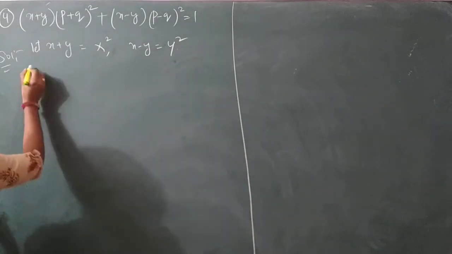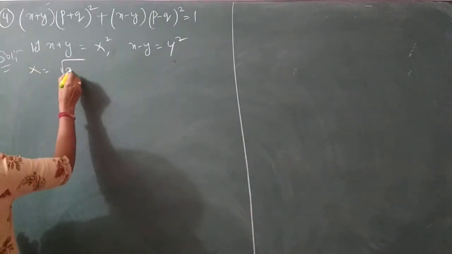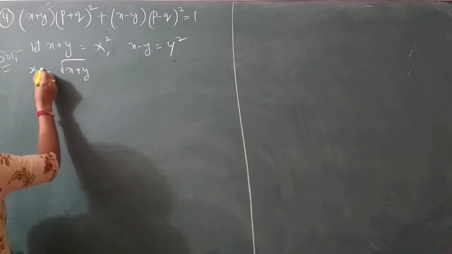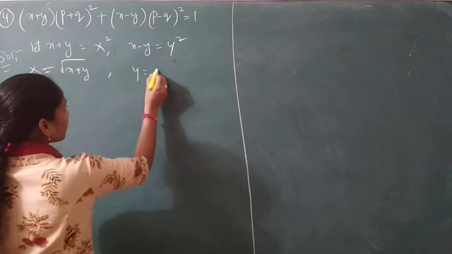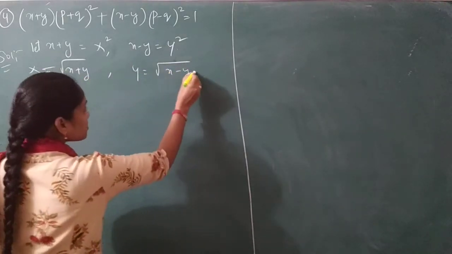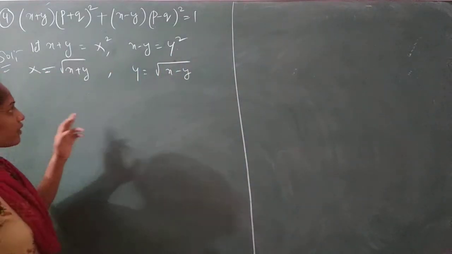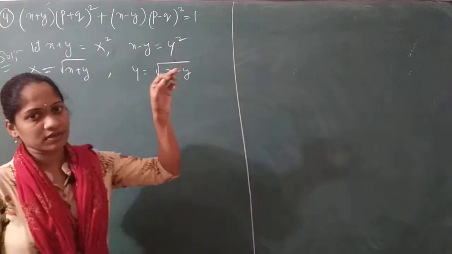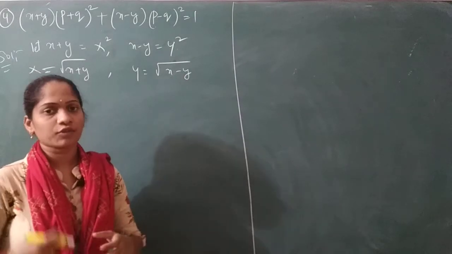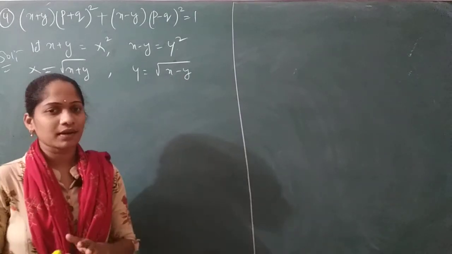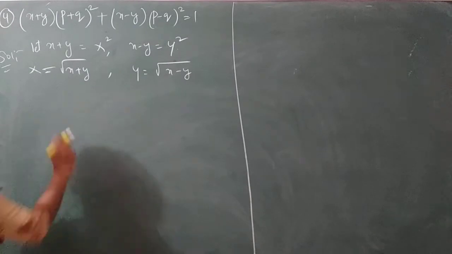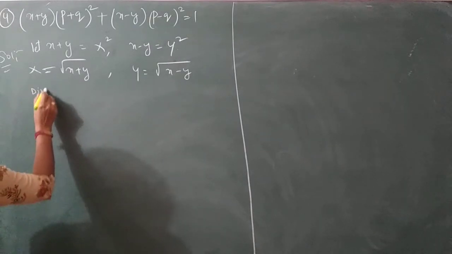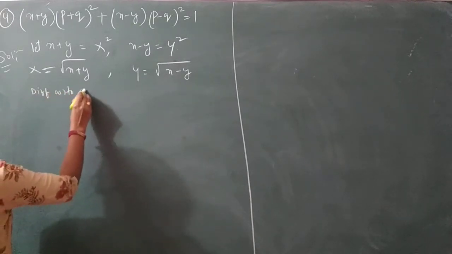Now find the value of what is the capital X? Under root of small x plus y, and what is the capital Y? Under root of small x minus y. You have to be aware of what is capital X and capital Y. This is so important. If you put small y instead of capital Y, it will be confusing. So be careful.